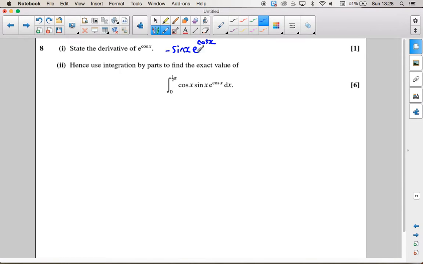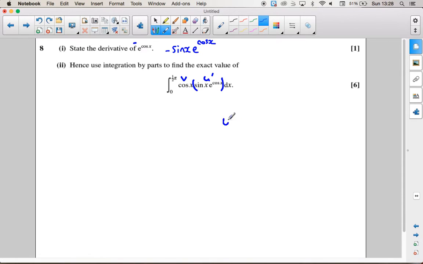We know that when we integrate sine x e to the cos x, we are going to get minus e to the cos x, because when we differentiate positive e to the cos x, we get minus sine x e to the cos x. So we know what we get when we integrate it. So that is what I want my u dash to be, and this cos x on its own is going to be my v.